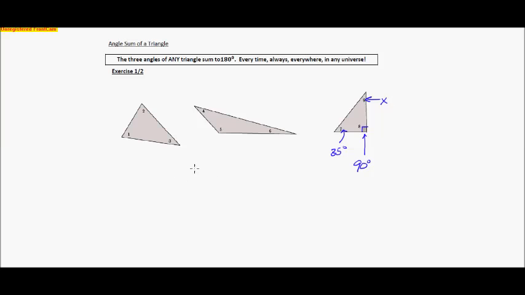Just like I did in the other two, I'm going to make an equation. I'm going to take that 35 degrees, and I'm going to take the degrees out of there because I'm putting it in an equation, and I add the 90, and then I add the one that I don't know. If I add all those three up, that's going to be equal to 180. Very similar to the others. I'm going to add these two together. 90 and 35 gives me 125.